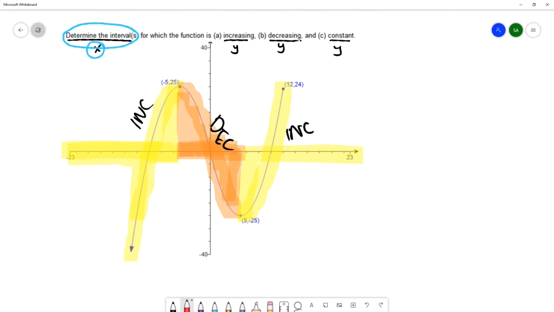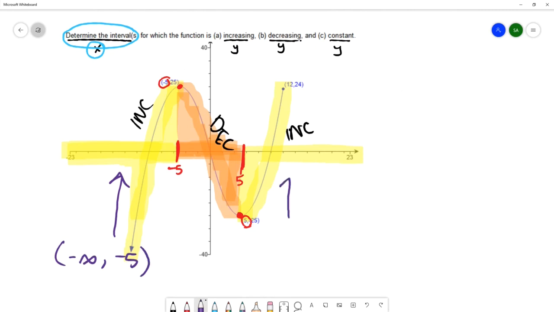Now it's important to note that it changes at this little peak here. So I want to pay attention to that x-coordinate. This change we see would be happening at -5. And it changes here at this valley. So I need to mark out that this part where it changes is a 5. So this interval of increasing is from negative infinity to -5, and this other interval of increasing is starting at 5, to infinity.